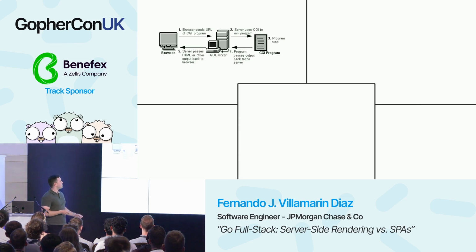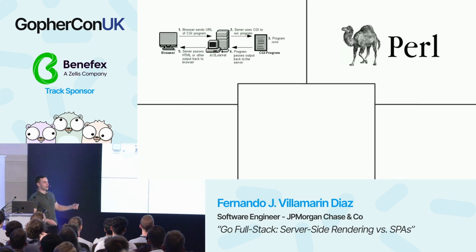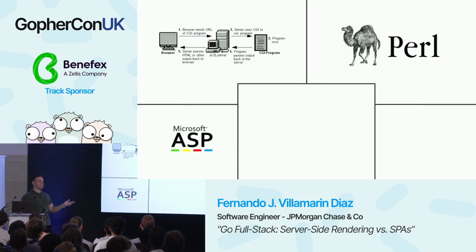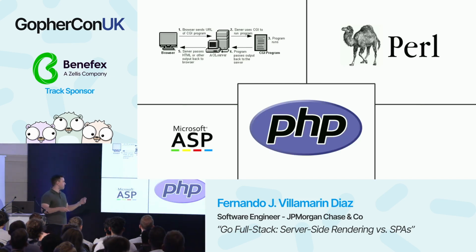At first, you would have CGI scripts, which would render the HTML. Then you would use Perl for those or any other languages. You could use it with Go. Then we had specialized languages like Microsoft Active Server Pages, PHPs, JSPs, a lot of Ps.